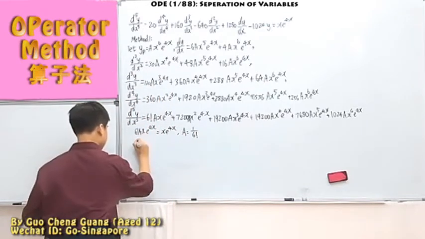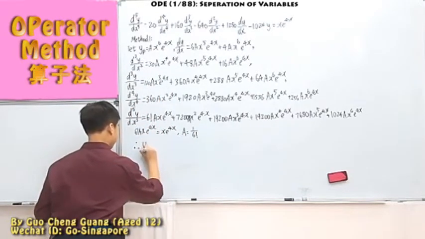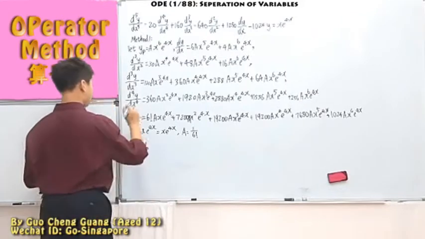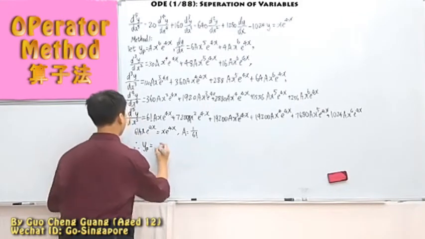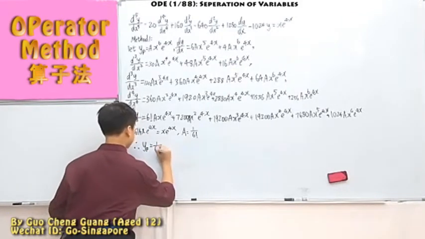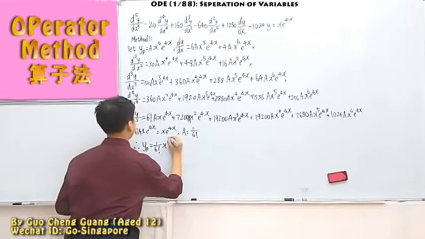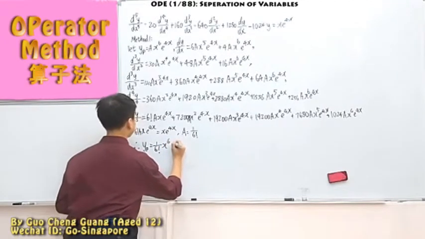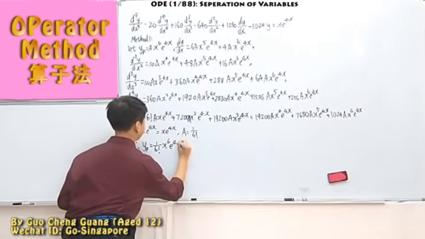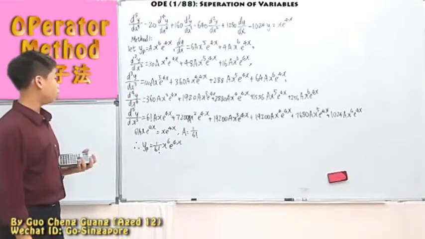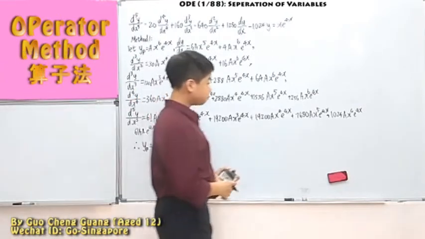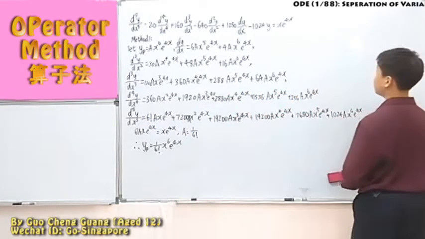Then let's have it inside. So, at this part, this particular solution here will be 1 over 6 factorial x to the power of 6 e to the power of 4x. So that's for this part.